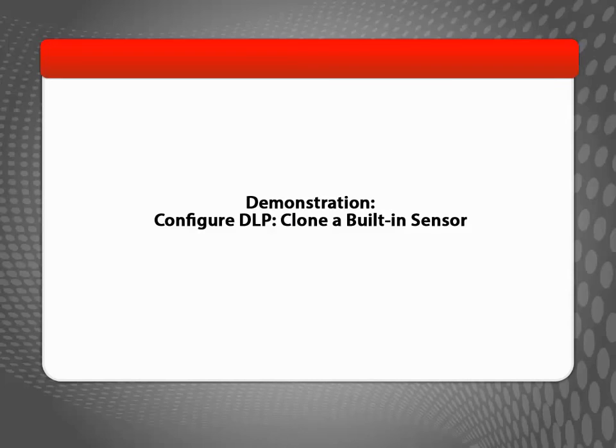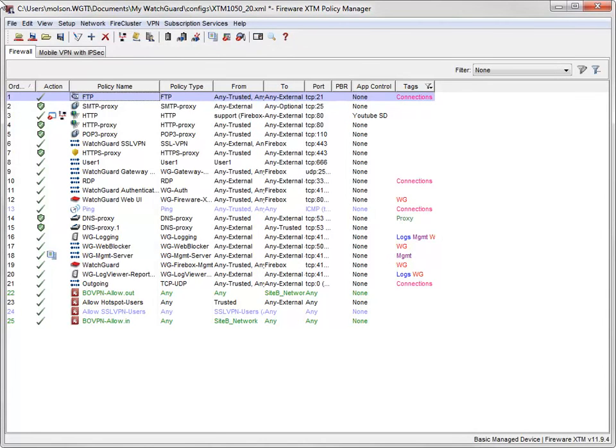You have two options for setting up DLP sensors. You can clone an existing sensor or create a new sensor from scratch. In this demo, I'll clone a DLP sensor so we can take a closer look at the possible configuration settings. It is not possible to edit the built-in sensors, but you can clone them.